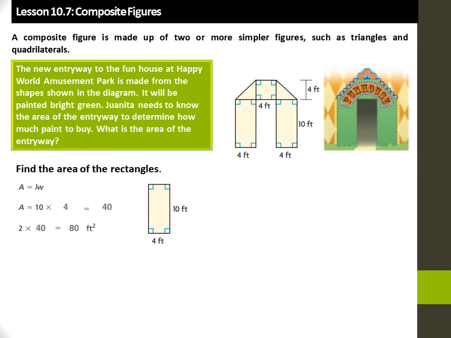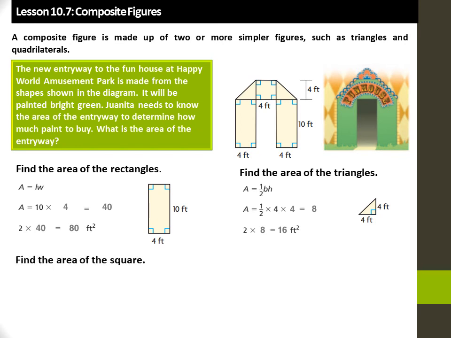Next, let's find the area of the triangles. The area of a triangle is half times base times height. So it's equal to 1 over 2 times 4 times 4, which is equal to 8. Since we have two triangles, 8 times 2 equals 16 feet squared. So the area of both triangles is 16 feet squared.